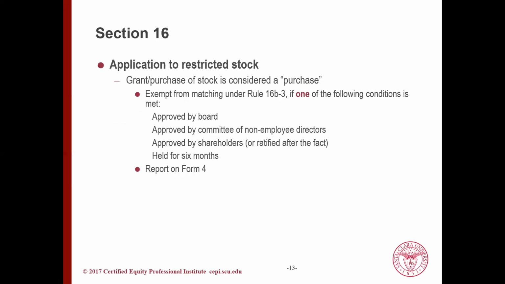And then moving on to the application of Section 16 to restricted stock. The grant or purchase of stock is considered a purchase. It is exempt from the short swing profits matching rules if, again, same thing as before, approved by the board, a committee of non-employee directors or shareholders, and held for 6 months, and then it's reportable on a Form 4.